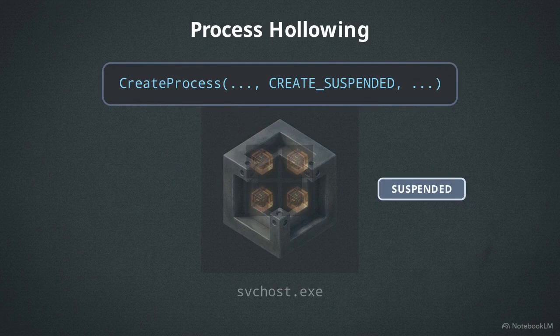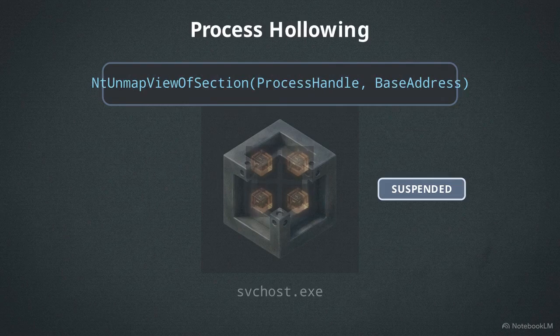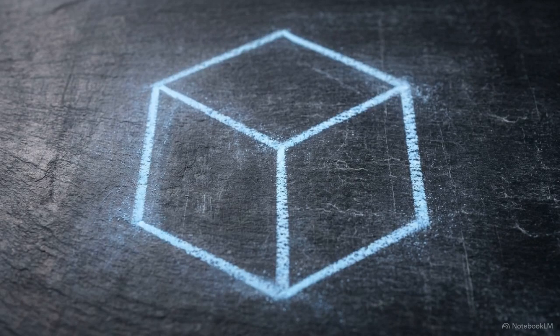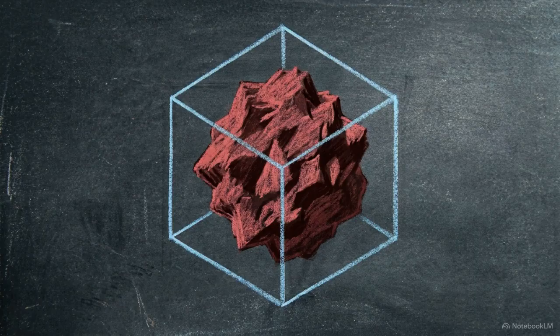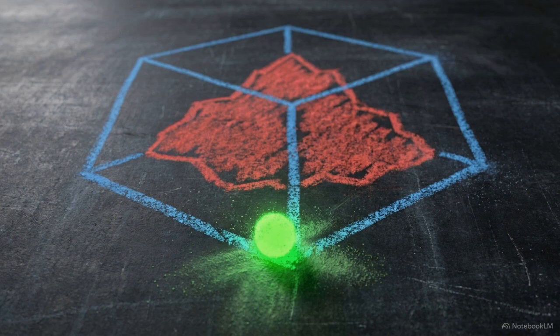While the process is frozen, the NtUnmapViewOfSection call unmaps the legitimate code section from the target's address space. The attacker then allocates new memory, writes the payload into the shell, sets the thread context, and calls ResumeThread.